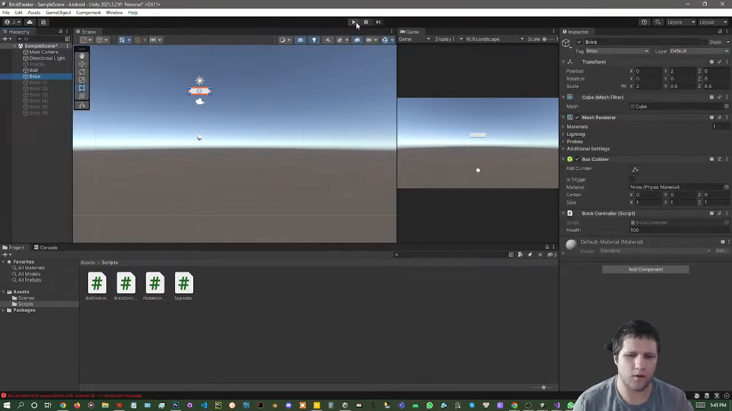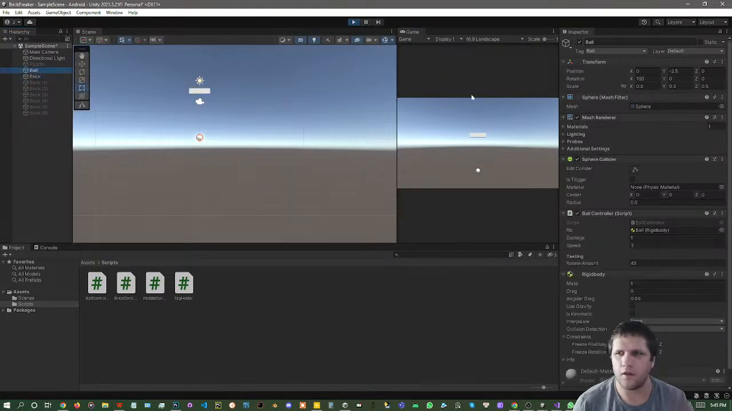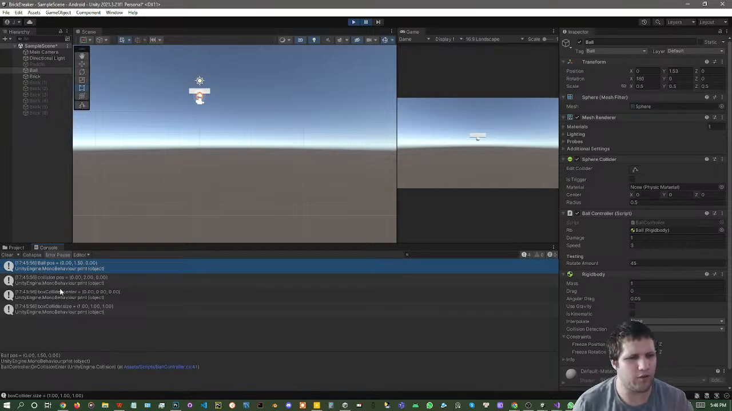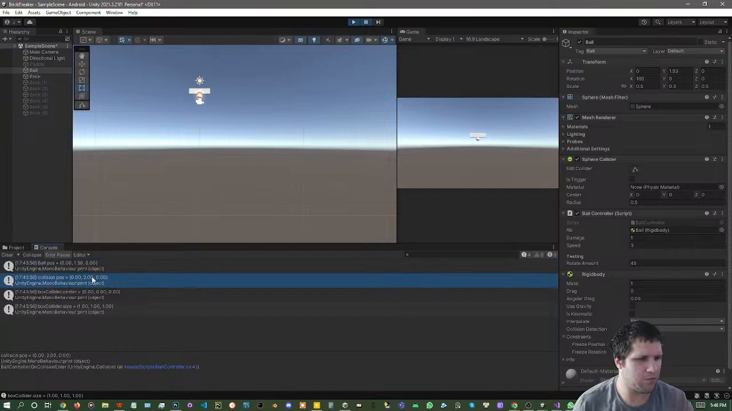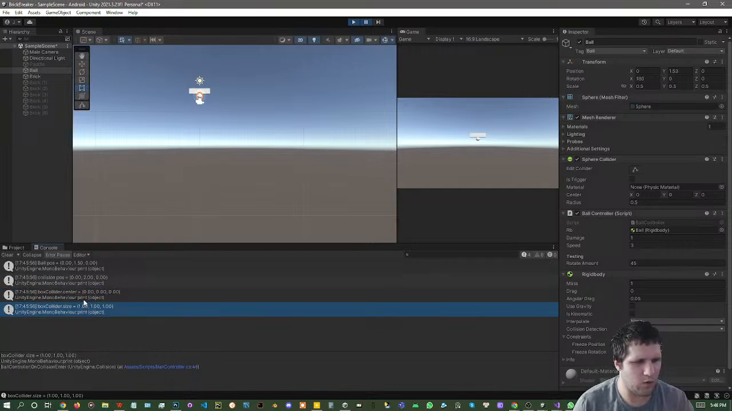Okay, 16 minutes into the stream, not 16 minutes into the timer. So we've got a brick in the scene, we've got the ball. Let's just manually move up the ball. Okay, perfect. So now our ball position is 0, 1.5, 0. The collision position is 0, 2, 0. We see that the ball is less than the collision, which means that the ball would go down. We see that the center is 0 and the size is 1.